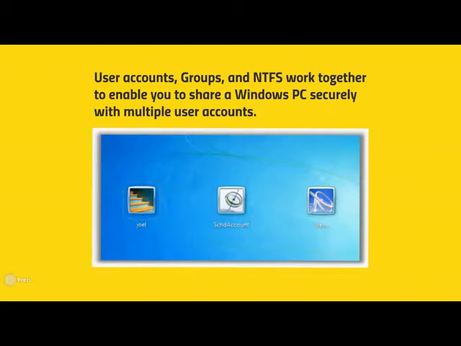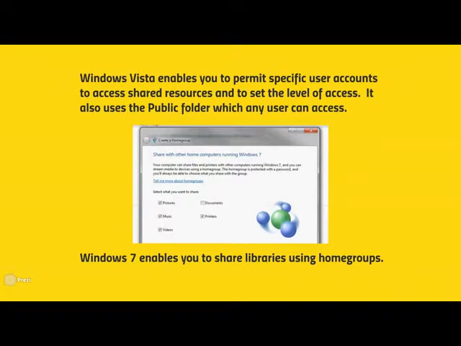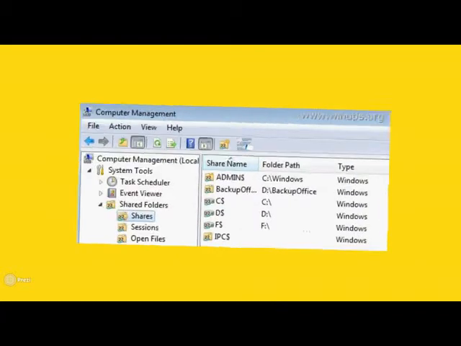So basically, user accounts, groups, and NTFS work together to enable you to share a Windows PC securely with multiple user accounts, meaning you can determine who has rights to what. Windows Vista enables you to permit specific user accounts to access shared resources and to set their level of access. It also uses the public folder, which any user can access. Windows 7 introduced the ability to share libraries through the home group, which is basically a public folder.